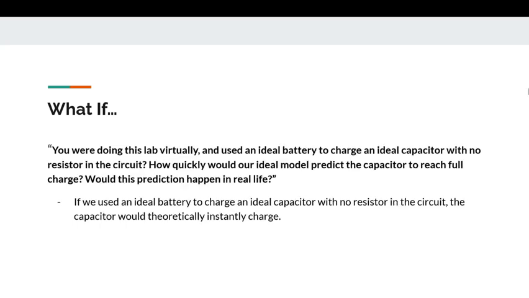Here's another scenario. What if I was doing this lab virtually and used an ideal battery to charge an ideal capacitor with no resistor in the circuit? How quickly would our ideal model predict the capacitor to reach full charge? Would this prediction happen in real life?